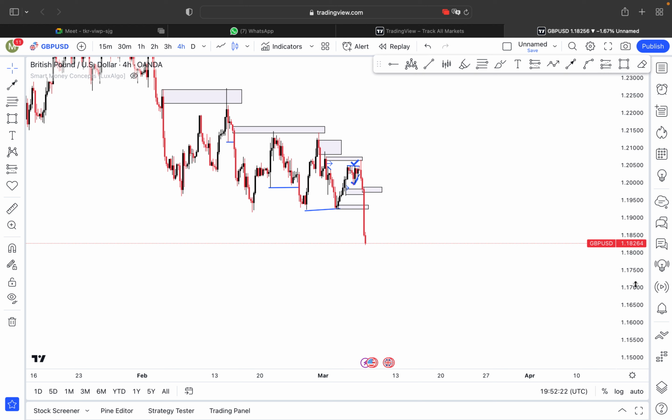And remember, we trade this strategy. We focus on trading this when there's high volume in the market. So we trade this mostly during the London session.